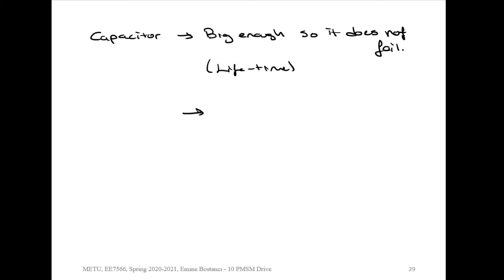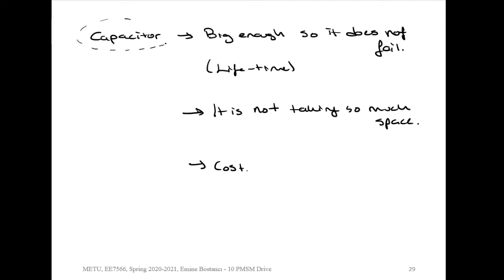Therefore you need to make sure it is not taking so much volume, much space, and of course the nesting is the cost. So you need to find an optimal design for the capacitor so that it doesn't have a high voltage ripple, so its lifetime is good. But on the other hand, it is not too big and not too costly.